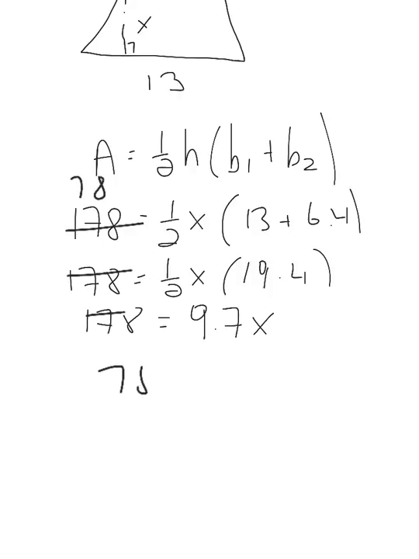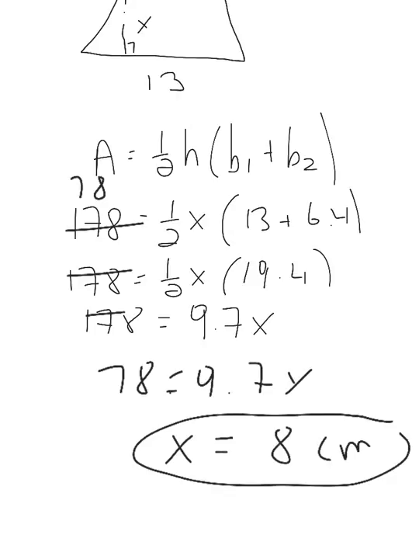So 78 equals 9 and 7 tenths x. If you divide by 9.7, x is equal to 8, and the units are, in this case, centimeters. Okay, excellent. My typo. You see 178 divided by instead of 78, and everything was incorrect.